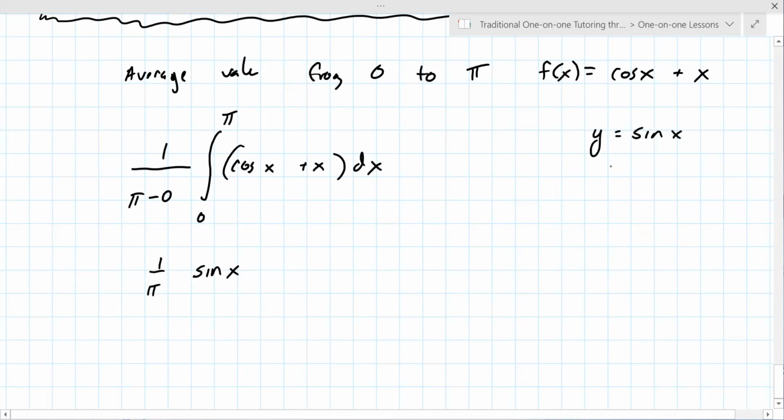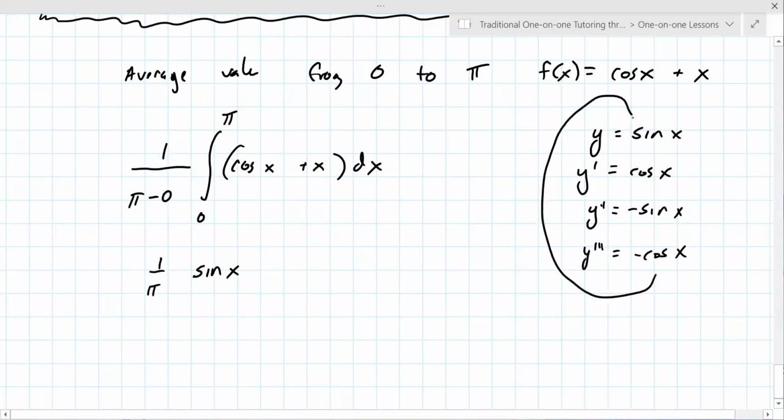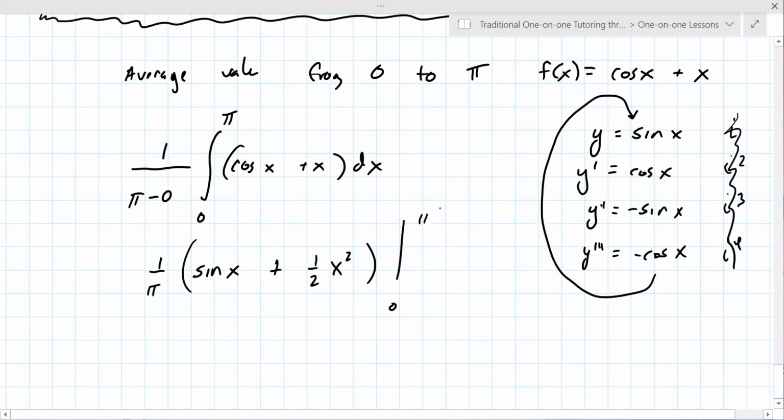What if you start at sine, the first derivative is cosine? What's the one that's negative sine? So the next derivative is negative sine x, and then the third derivative is negative cosine x, and then it comes back. It's very similar to i squared, i cubed, and so on. And then x is x squared over 2. Yep. And you're evaluating that from 0 to pi.